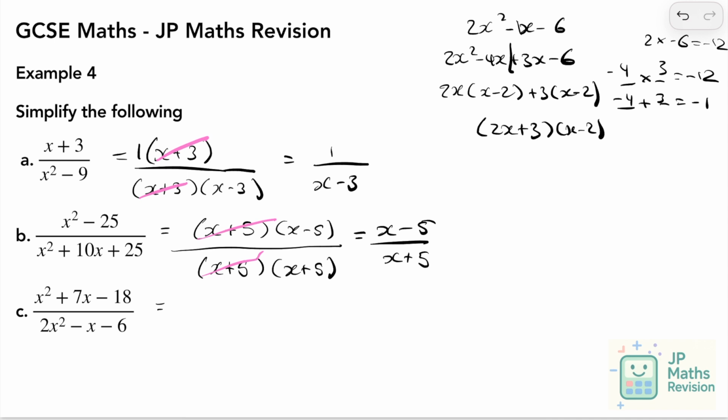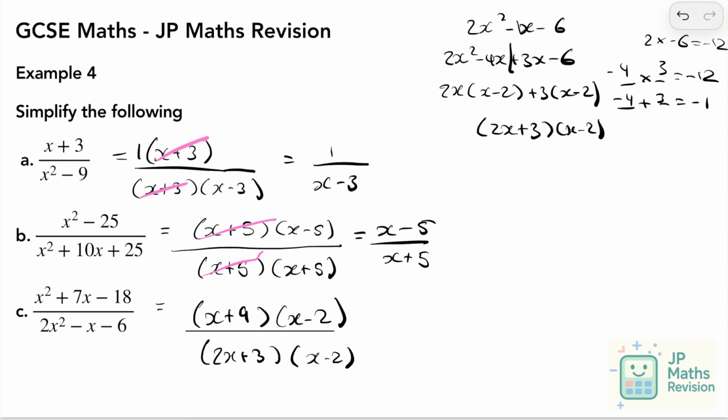So the numerator is x squared plus 7x minus 18, so we need to factorise this one now. So I need two numbers that multiply to make minus 18 and add to 7. So in this case, it's going to be x plus 9 and x minus 2. The denominator we've just worked out. So the denominator is 2x plus 3 and x minus 2. So this is nice. We spot that an x minus 2 on the top and the bottom, they cancel out. So we're left with just x plus 9 over 2x plus 3.